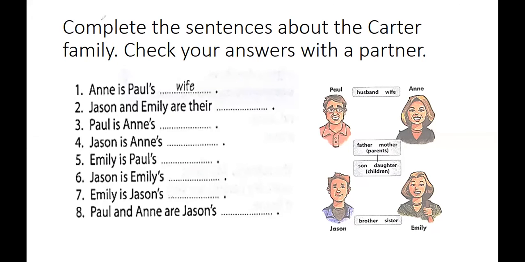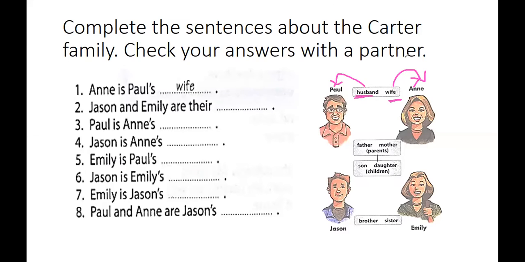It says here, complete the sentences about the Carter's family. Check your answers with a partner. So, I have two things in the family. I have Paul and I have Anne, right? Paul is the husband, right? And Anne is the wife, okay? Entonces tenemos los dos como los dos miembros principales de la familia, husband and wife, okay?